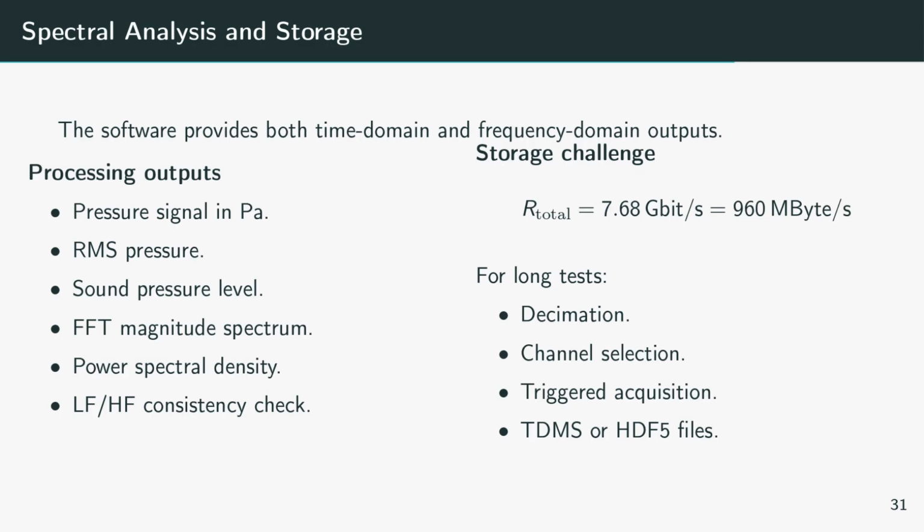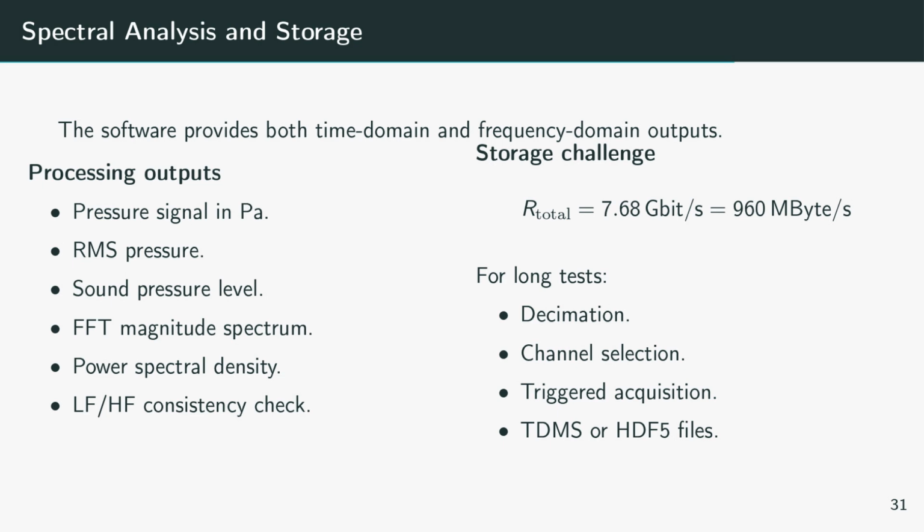It also performs inconsistency checks between the LF and HF channels, especially in the overlap region. This helps detect calibration errors or abnormal channel behavior. The main challenge here is storage. The complete system generates 7.68 gigabits per second, which is equivalent to 960 megabytes per second.